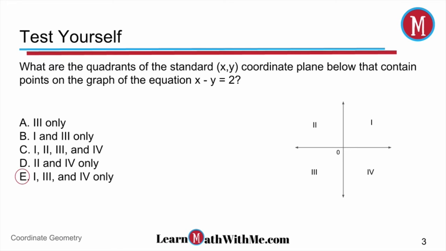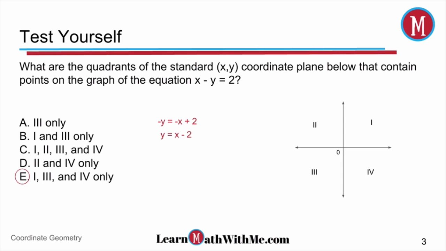The question says, what are the quadrants of the standard xy coordinate plane below that contain points on the graph of the equation x minus y equals 2? So first of all, we're going to have to see where the graph of the equation x minus y equals 2 is. So I'm going to solve this equation for y so I can get it into y equals mx plus b format. It's easier to graph that way.